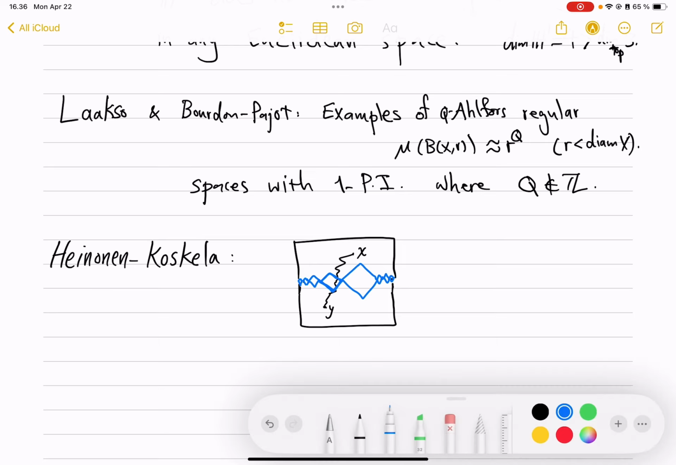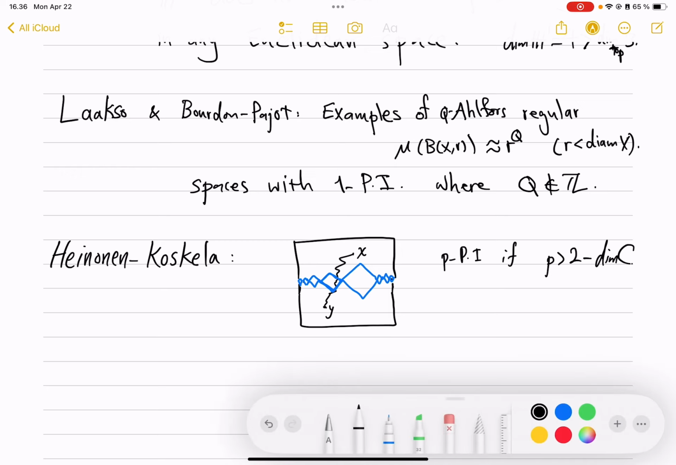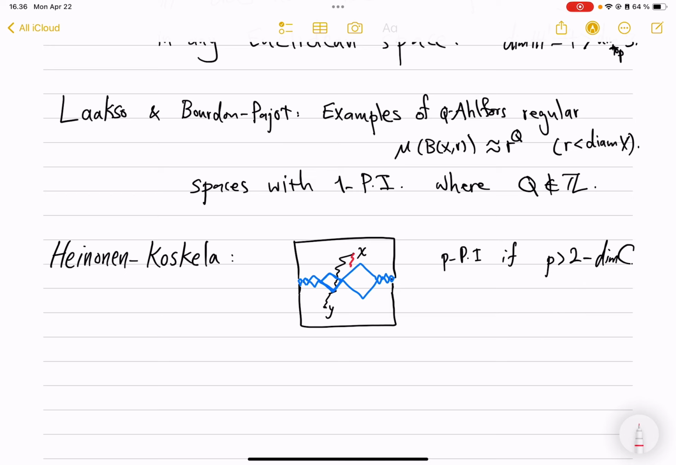And then for this example, we have a p-Poincare inequality if p is bigger than 2, the dimension of these spaces minus the dimension of the common Cantor set that you glued along. This I wanted to mention because if we go back to this issue of how much volume you lose when you connect them. With the example here, glued along just one point, we saw that p had to be bigger than 2, because that's basically the compensation for how much volume you lose.